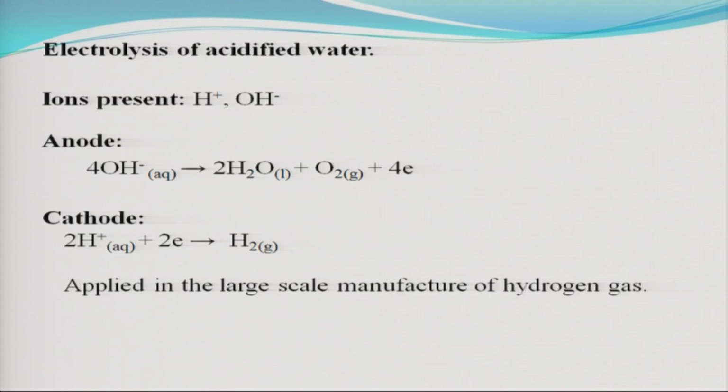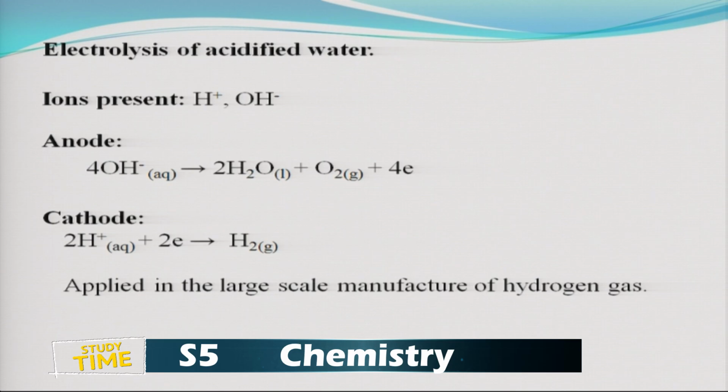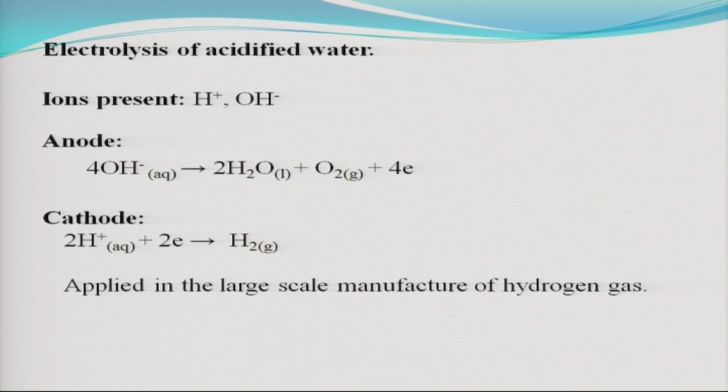This electrolysis is applied in the industrial large-scale manufacture of hydrogen gas. You know, hydrogen is very important. It finds very many applications in our daily life. So when you're carrying out electrolysis of acidified water, it is an application of large-scale manufacture of hydrogen gas. This type of electrolysis is very simple because it has only two ions.